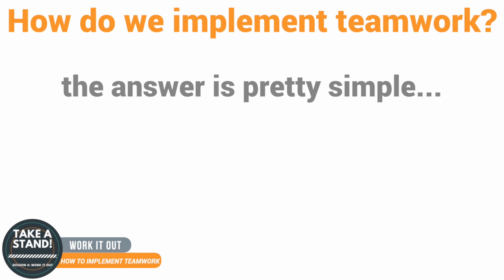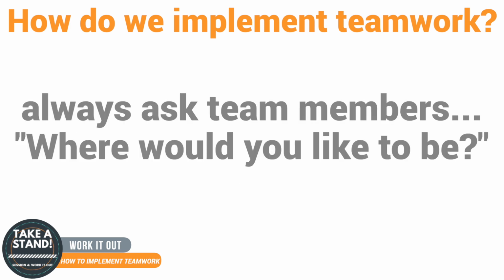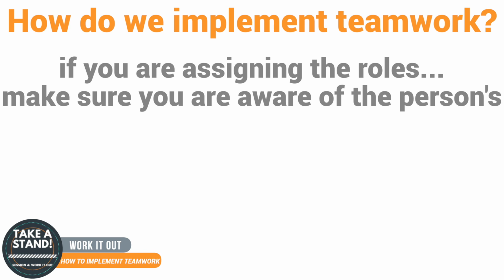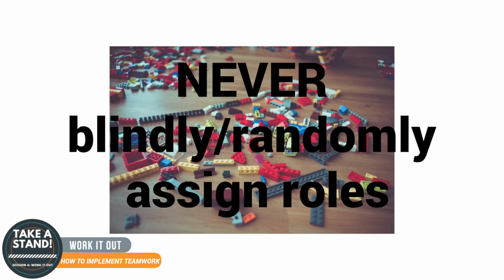Well, this is actually very simple, yet I feel people tend to forget or don't feel comfortable starting off a task this way: just ask. Ask team members where they feel they should be. You might get assigned a role, and if you are the one that's assigning the roles, be sure to base the decision on the strengths, interest, and knowledge of that individual. Do not just blindly assign a role. That's a really quick way to derail a team.